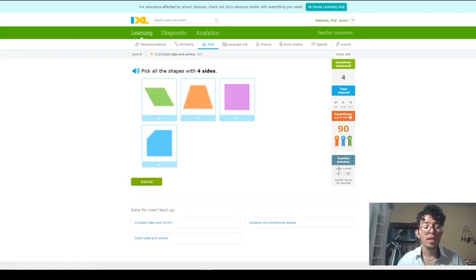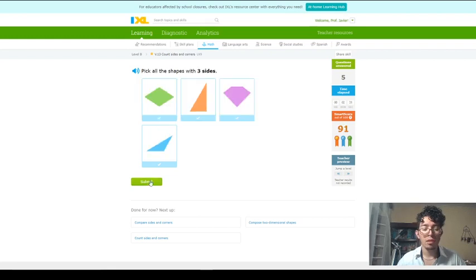Only sides, okay. This says, pick all the shapes that have 4 sides. Elige todas las figuras que tengan 4 lados. So we have to count them. This has 1, 2, 3, 4, 5. No? 1, 2, 3, 4? Yes. This one I select. 1, 2, 3, 4? Yes. So I select 1, 2, 3, 4. Yes, 4 sides. These all have 4 sides.